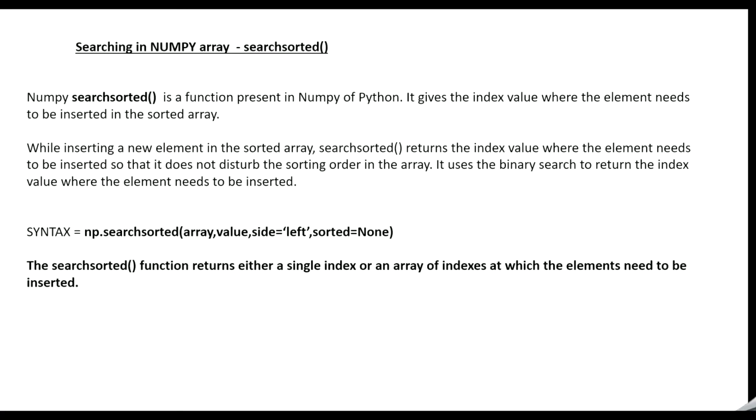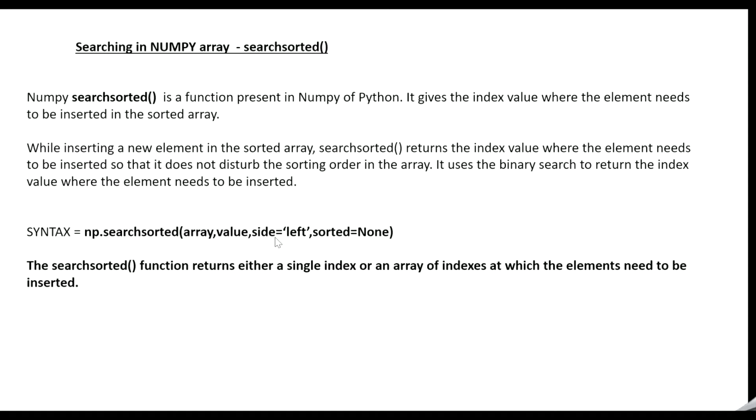NumPy searchsorted is a function present in NumPy of Python. It gives the index value where the element needs to be inserted in the sorted array. While inserting a new element in the sorted array, it returns the index value where the element needs to be inserted so that it does not disturb the sorting order. It uses binary search to return the index value where the element needs to be inserted.